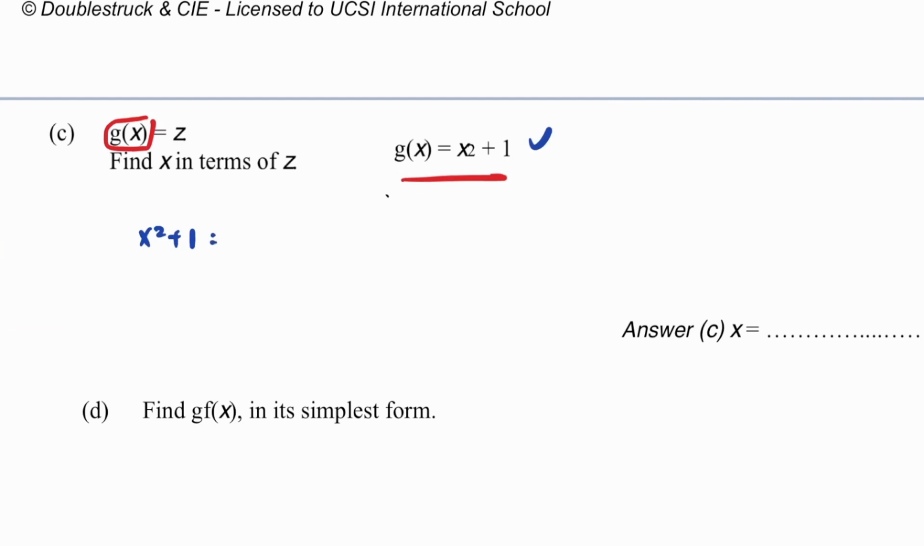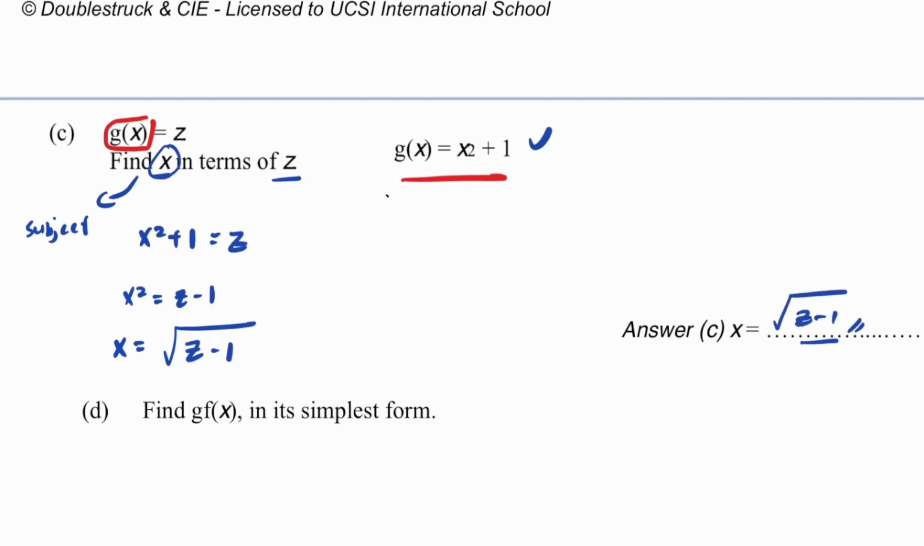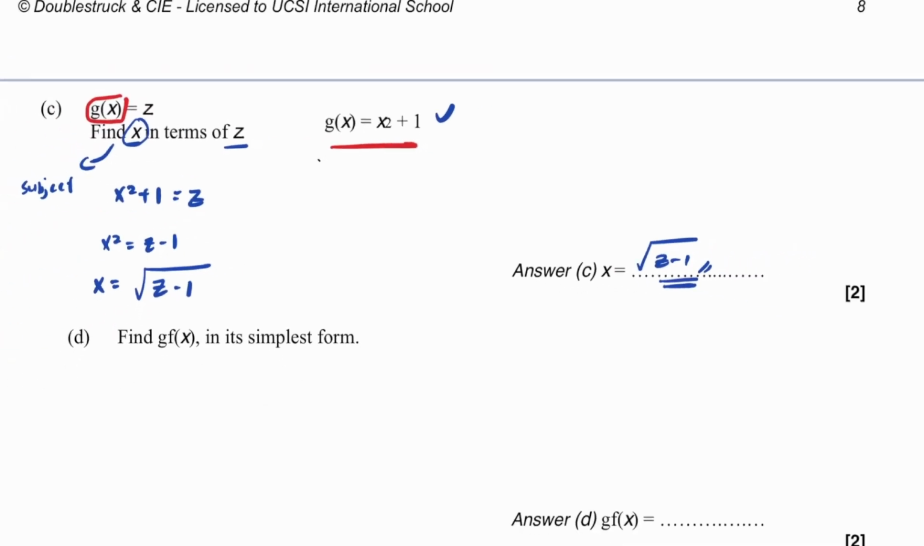Let it be equal to z. Now you want to find x in terms of z, meaning you need to make x the subject. So x squared is equal to z minus 1. So make sure you have a square root of z minus 1. Leave your answer like this. That should be the correct answer. Just leave it there in order to secure the 2 marks.